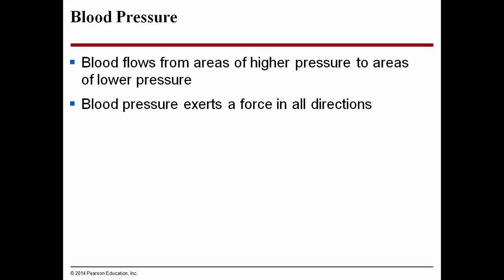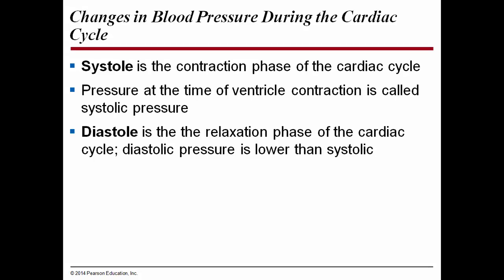Blood flows from areas of high pressure to areas of low pressure. Blood pressure exerts a force in all directions. Systole is the contraction phase of the cardiac cycle. Pressure at the time of ventricle contraction is called systolic pressure. Diastole is the relaxation phase of the cardiac cycle. Diastolic pressure is lower than systolic.